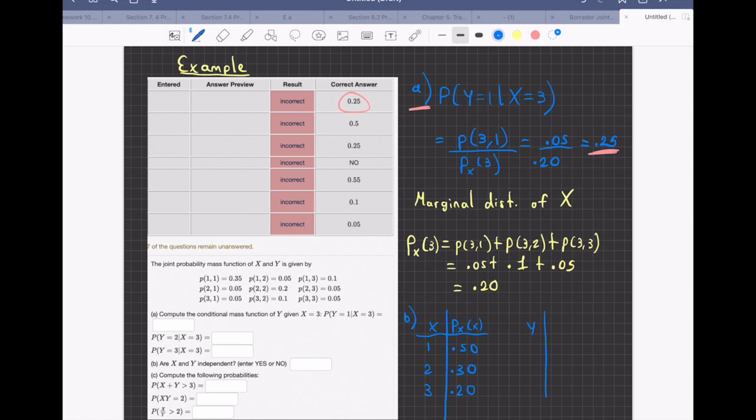Now do the same for y. Notice that the values for y go from 1, 2, and 3. They have the same range as x, but that is only a coincidence; they can have different values. If I want to get the value when y is equal to 1, I have to add all the values when y is equal to 1. Notice here I have y equal to 1, y equal to 1, y equal to 1. So I have to add 0.35 plus 0.05 plus 0.05. That is 0.45.